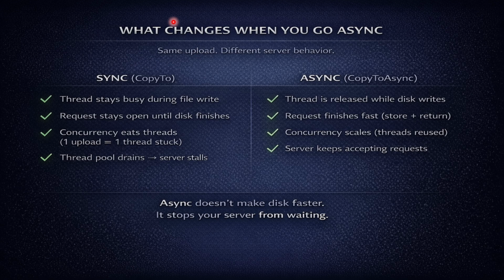So what actually changes when you go from sync to async? In sync, threads stay busy during the write. Till the time the write operation is complete, the thread will be busy. The request will be open and concurrency eats threads. It means one upload will be one thread, you cannot have multiple uploads running, and the thread pool will be drained. But in the asynchronous one, you are not just freeing up the thread, it also allows concurrent uploads through the thread pool during the write operation.